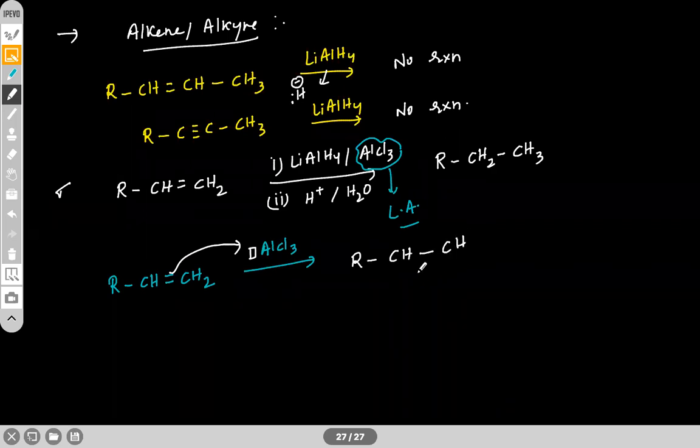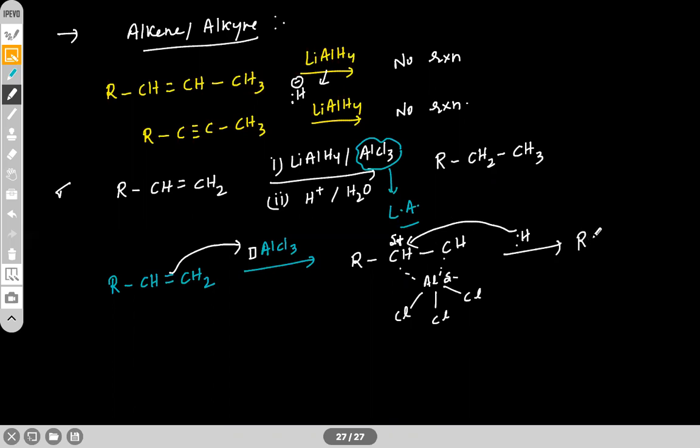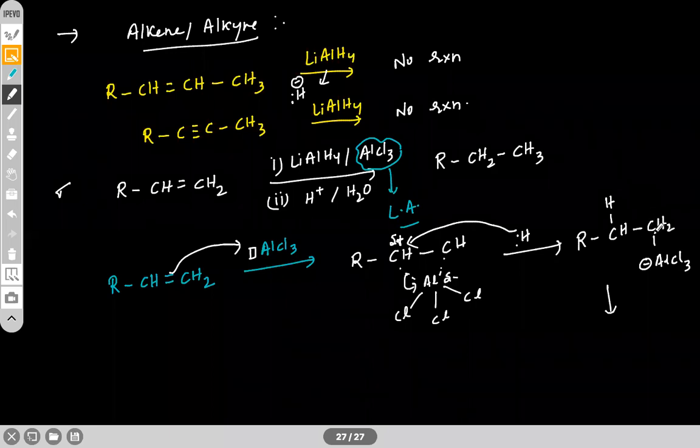Delta positive, delta negative. Now, since this charge develops here, the H minus attacks the carbon atom here. The bond breaks and comes over here. Now we have the positive charge on the carbon atom.